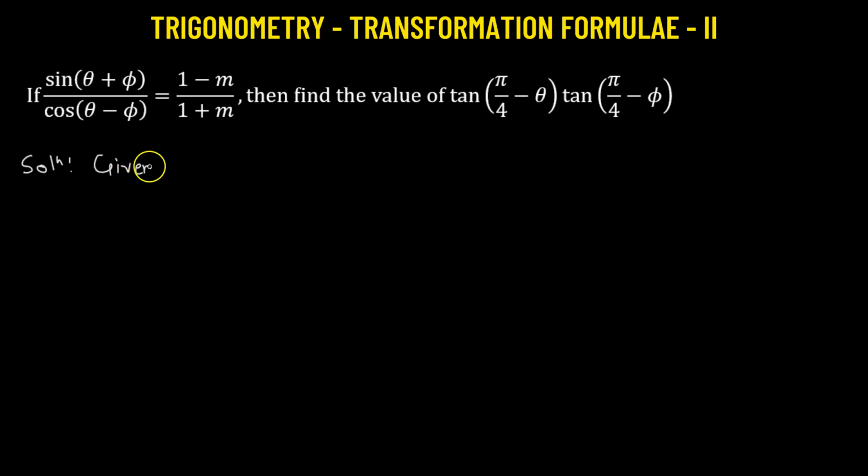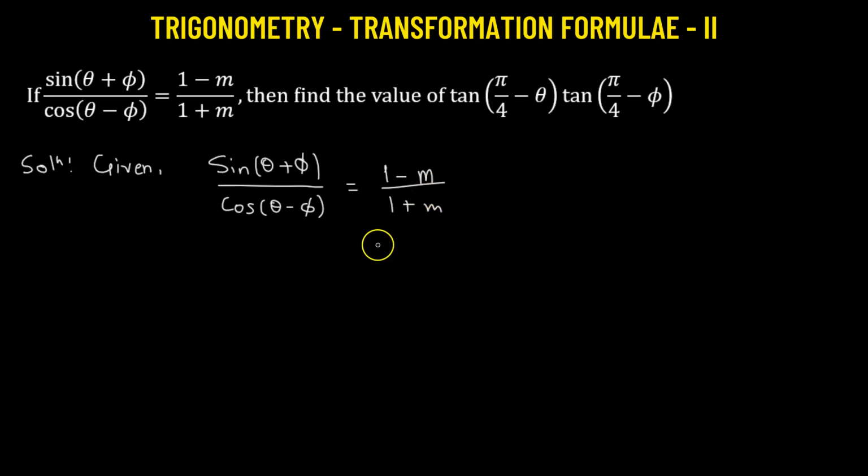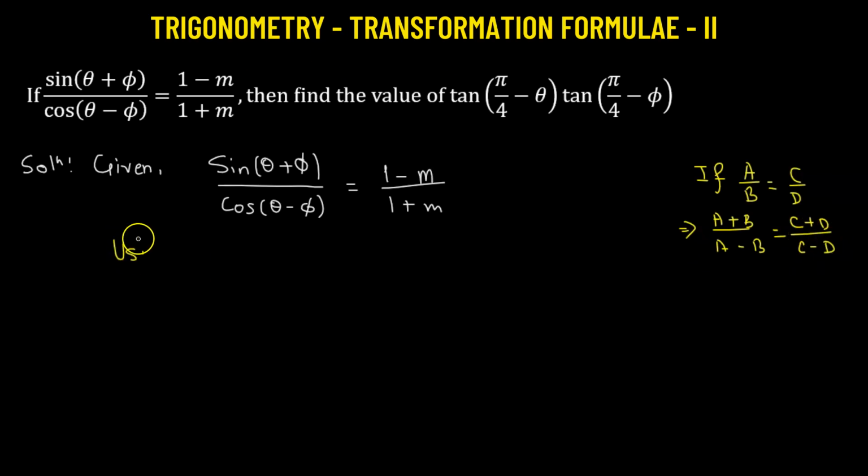So we'll start with the given condition. We are given sine of (theta plus phi) divided by cosine of (theta minus phi) equals the ratio (1 minus m) over (1 plus m), where m is some number. Now we'll use the method known as componendo and dividendo. That means, if we have the ratio a over b equal to another ratio c over d, then the method states that (a plus b) over (a minus b) equals (c plus d) over (c minus d). So this is the method that we are going to use.